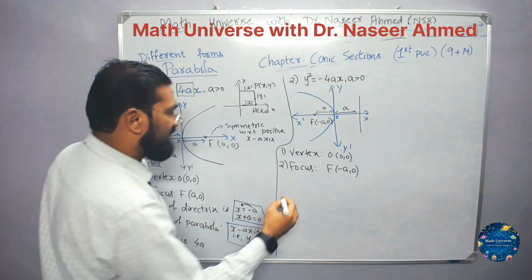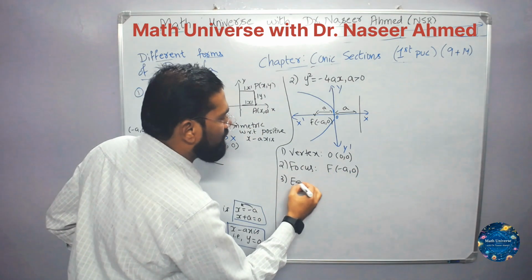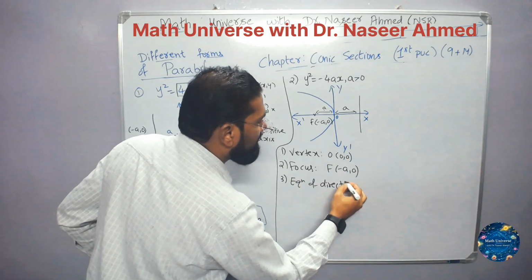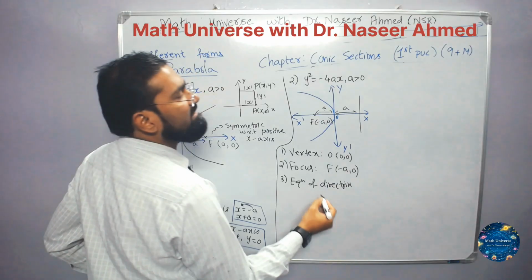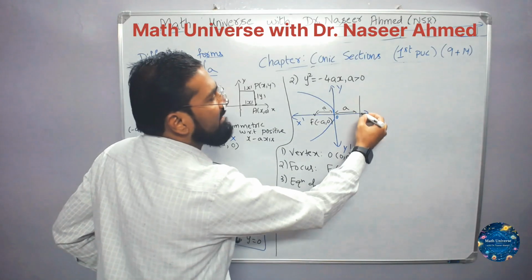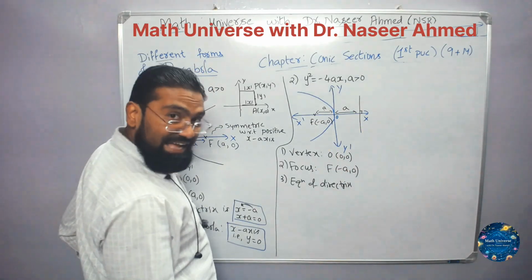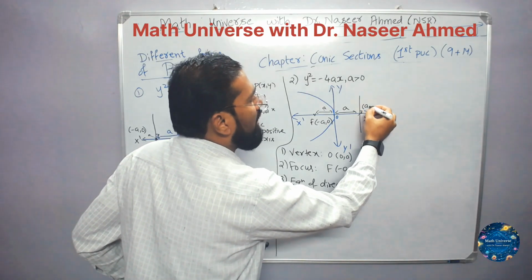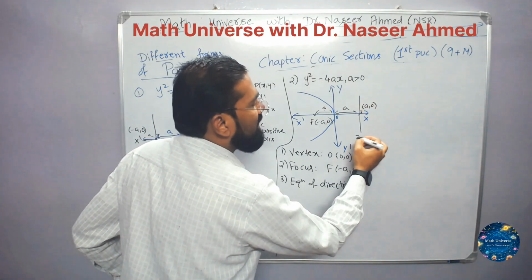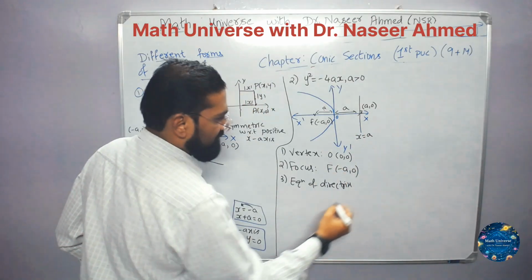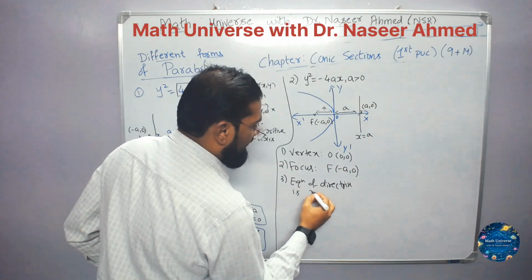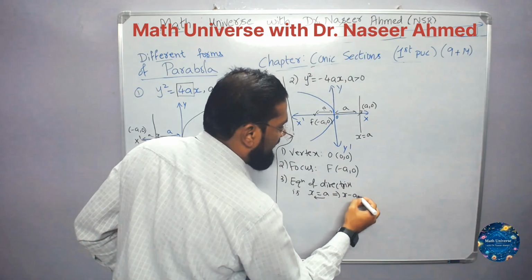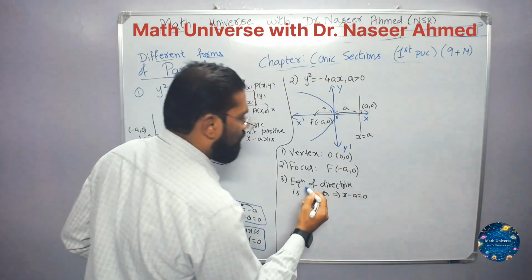Next, equation of directrix. See carefully. Which is the equation of directrix? This one. And this is a vertical line perpendicular to the x-axis, passing through the point a comma 0. So the x value is always a. So the equation of directrix is x is equal to a, or if I transpose, I will get x minus a is equal to 0.